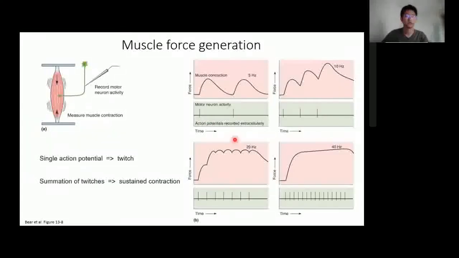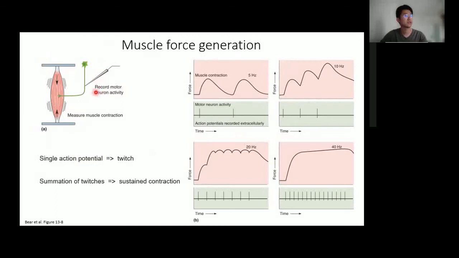Okay, now let's come out of the micro level and consider the muscle as a whole. Let's take an isolated muscle. Of course there are many motor neurons, but for simplicity, let's assume one motor neuron innervates this muscle.